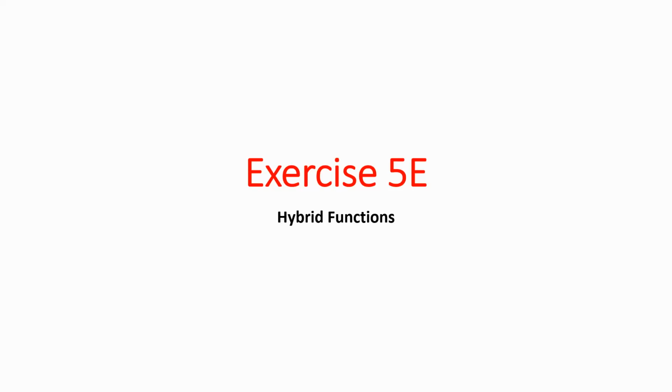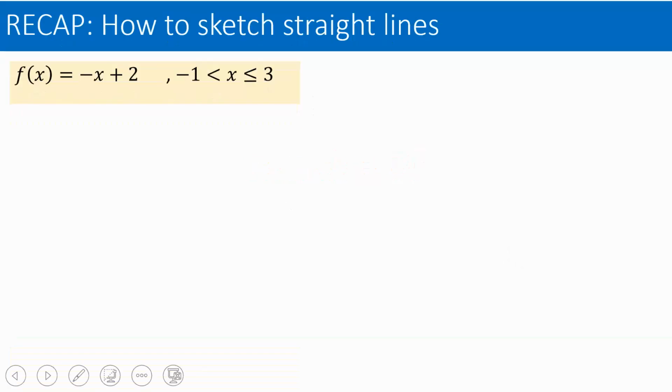So exercise 5E, it's called hybrid functions. Alternatively, in your textbook, they also call it piecewise functions as well. I'll call it hybrid, just because that means there's a couple of different functions there. Hence hybrid. Okay? Let's start off. Before we get into sketching, because in part of the exercise, you need to know how to sketch a straight line, I'm just going to revisit how to sketch a straight line again.